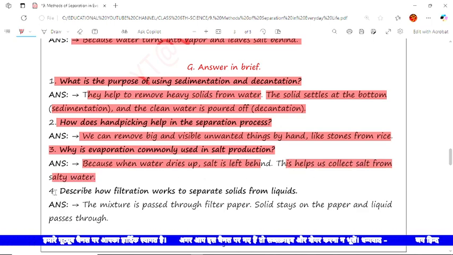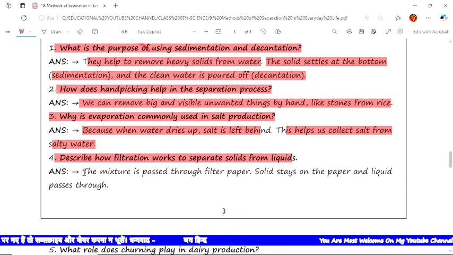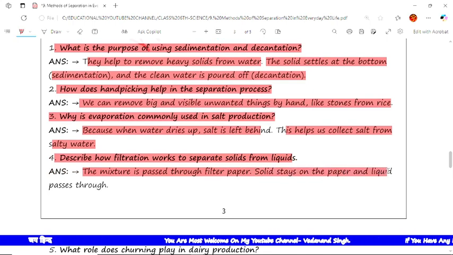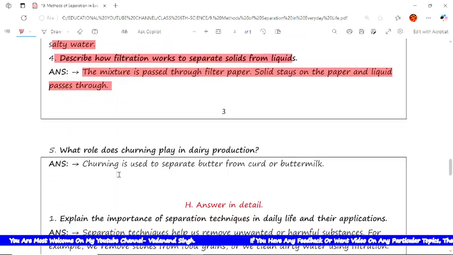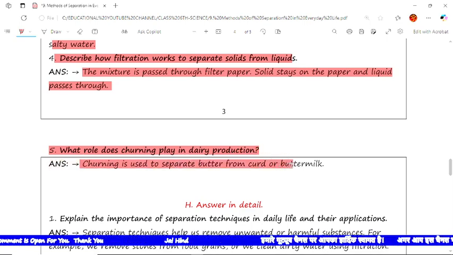The next question is: describe how filtration works to separate solids from a liquid. The answer is the mixture is passed through filter paper, and the solid stays on the paper and the liquid passes through it. So this is the complete answer to this question. Now the next is: what role does churning play in dairy production? The answer is churning is used to separate butter from the curd or milk, the buttermilk.